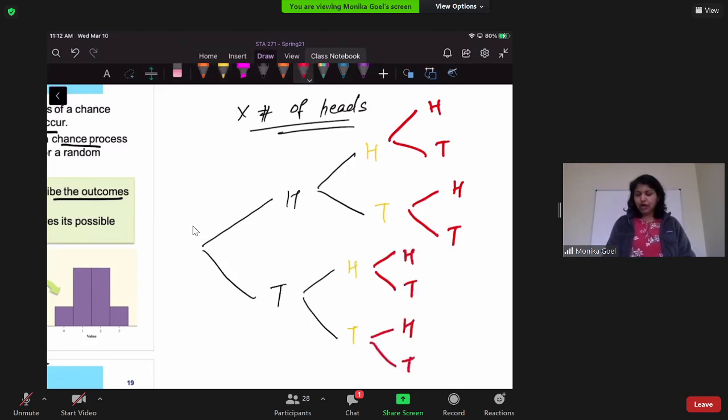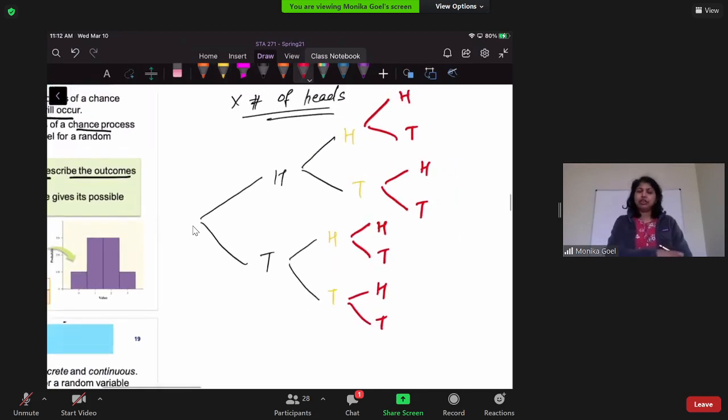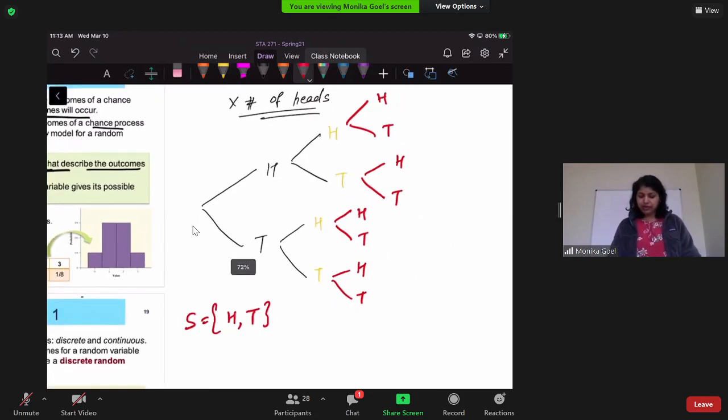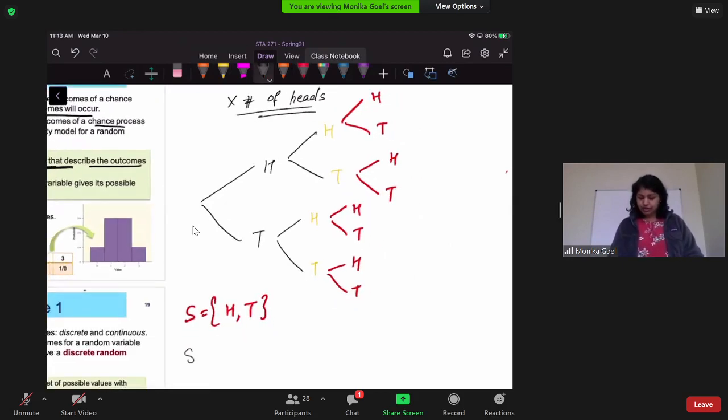So first of all, how many possible outcomes are here? When you toss a coin 1 time, your sample space is either a head or a tail, right? When you toss a coin 2 times, that means I'm talking up till here, your outcomes are 2 heads, or a head and a tail.